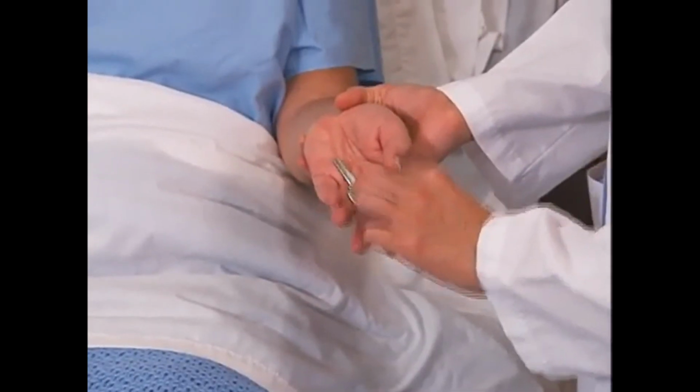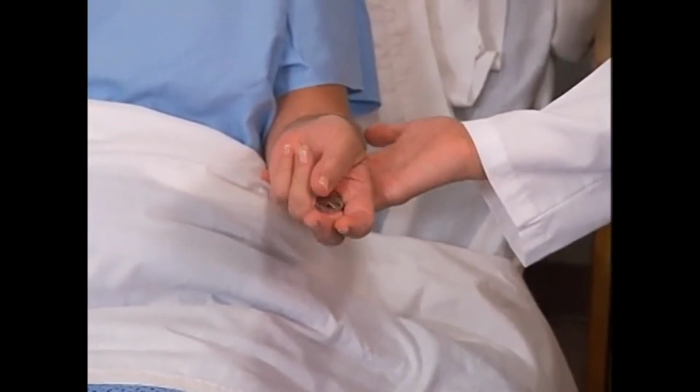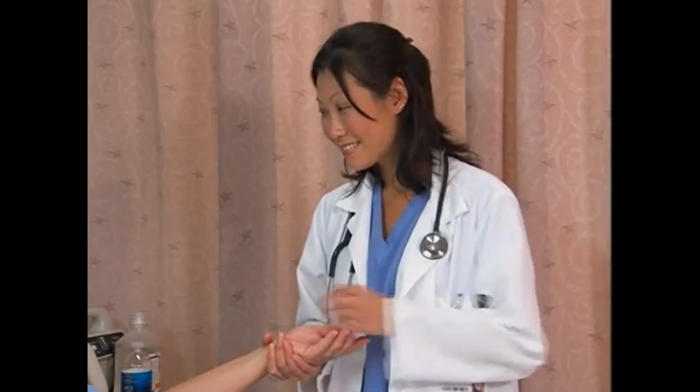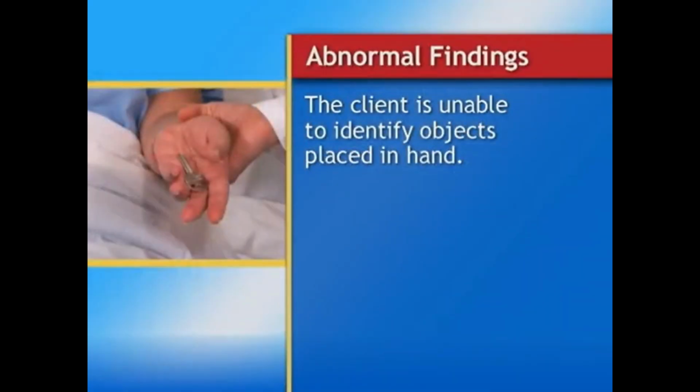When Mrs. Eckert is assessed, her TIA prevents her from correctly identifying the items placed in her hand. Next, Mrs. Eckert, I'm going to ask you to identify some objects that I placed in your hands. So close your eyes. Okay. This is the first item. What is this? I can't really tell. That's okay. The client is unable to identify objects placed in hand.